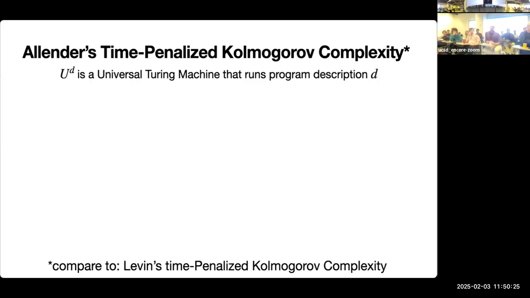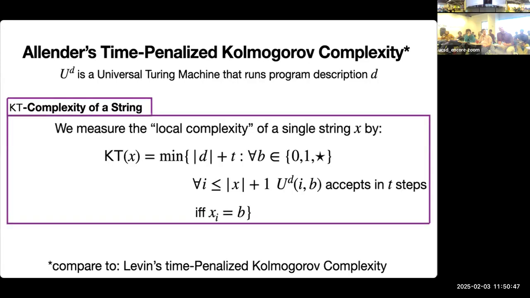It will be complicated, I'm sorry. Specifically, we are going to use Allender's time penalized Kolmogorov complexity. So let U^D be a universal Turing machine that runs program description D, and maybe importantly, I'm actually not sure, it has random access to the program description D. So now we're going to define the K^T complexity of a string to be the following form.